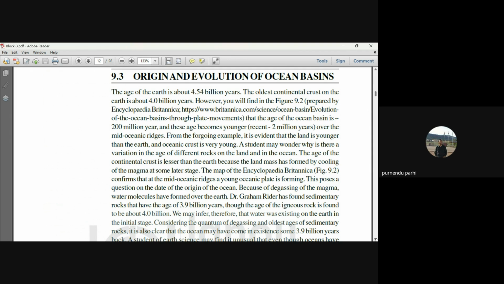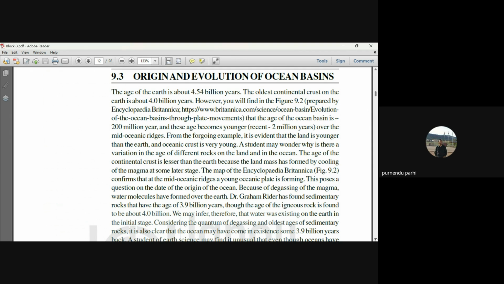The age of the continental crust is lesser than the earth because the land mass has formed by cooling of the magma at some later stage. The map of the Encyclopedia Britannica confirms that at the mid-oceanic ridge, a young oceanic plate is forming. This poses a question on the date of the origin of the ocean.